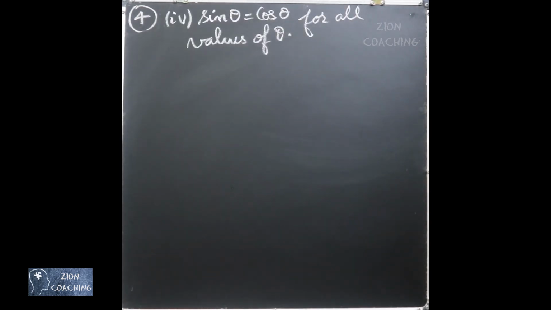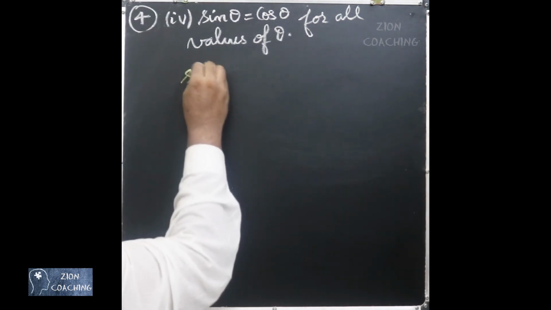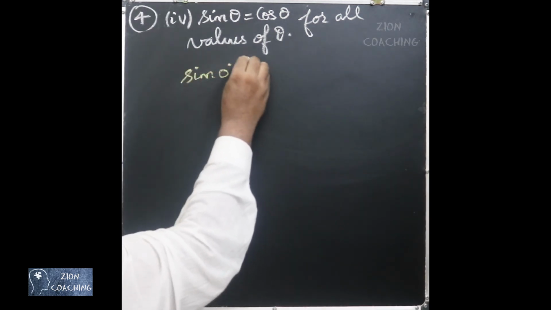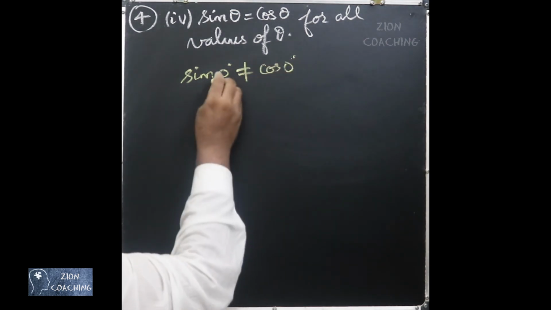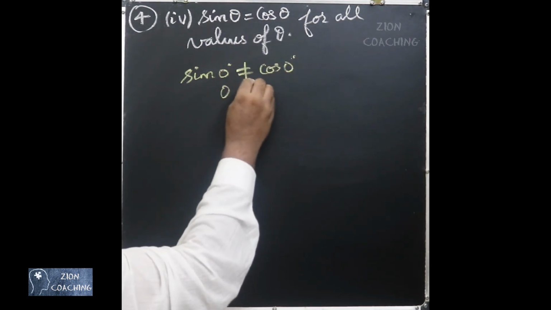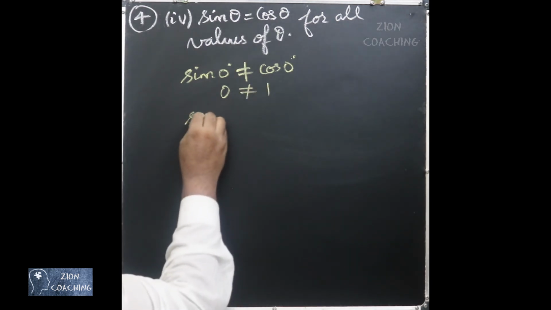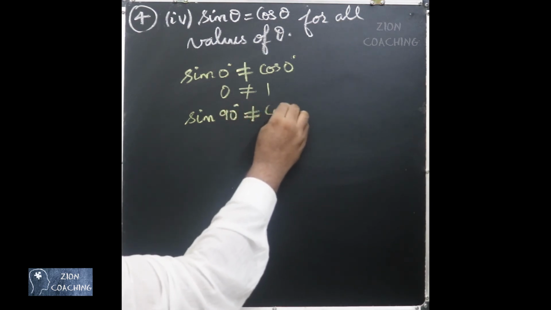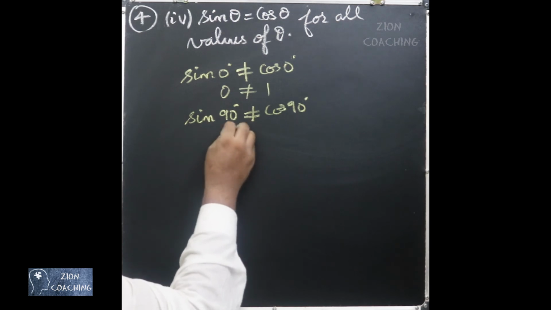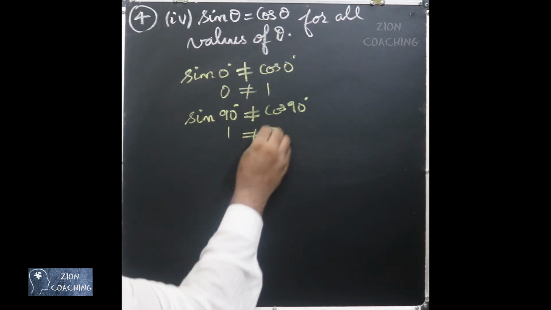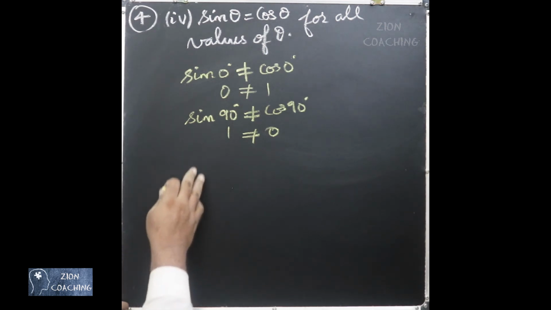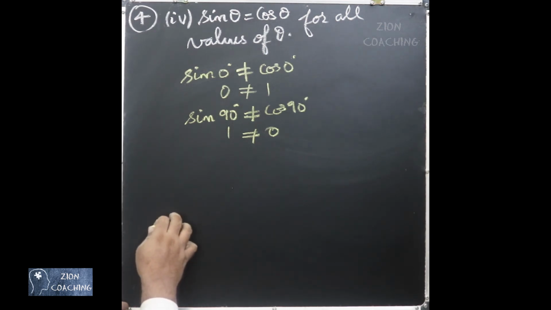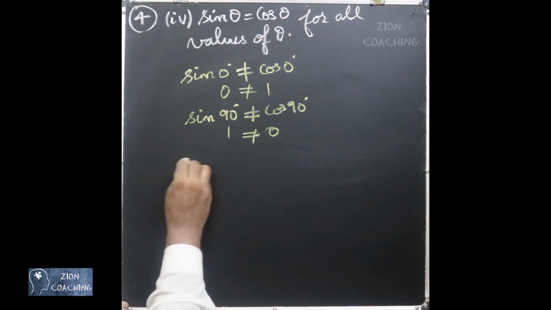Subdivision 4, the given statement is sin theta is equal to cos theta for all values of theta. We know that sin 0 degree is not equal to cos 0 degree, because sin 0 degree is 0, cos 0 degree is 1. Similarly, we know that sin 90 degree is not equal to cos 90 degree, because sin 90 degree is 1, cos 90 degree is 0. Now you can see that sin theta is not equal to cos theta for many values. So the given statement is false.